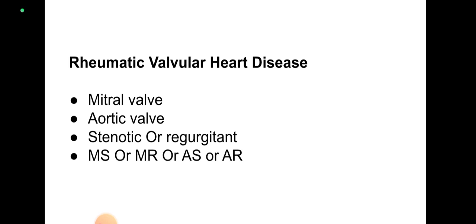Our next topic is rheumatic valvular heart disease. The most commonly affected valves are the mitral valve and aortic valve. The disease may be stenotic or regurgitant. There are four types: mitral stenosis, mitral regurgitation, aortic stenosis, and aortic regurgitation. We will make a separate video about this topic.